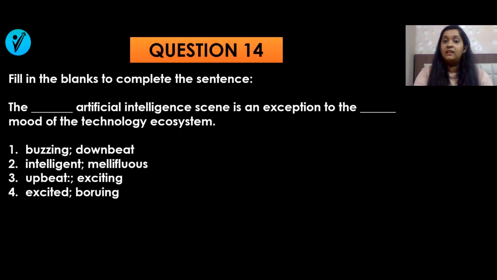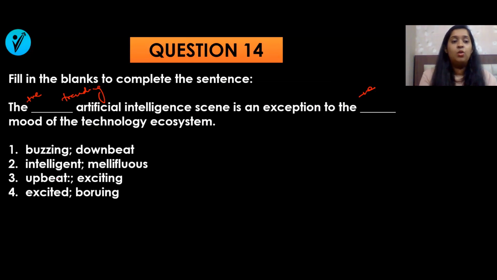Question number 14, another fill in the blank question which checks your vocabulary skills. And this also has two blanks. The blank artificial intelligence theme is an exception to the blank mood of the technology ecosystem. So blank artificial intelligence, this is obviously a positive word and something which is trending. Theme is an exception to the blank mood. So that means something which is a negative word.